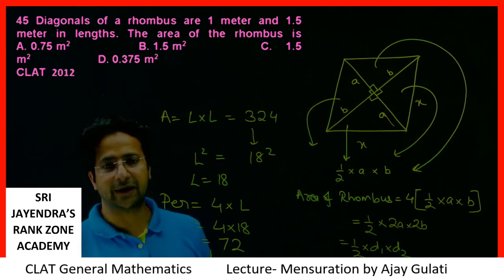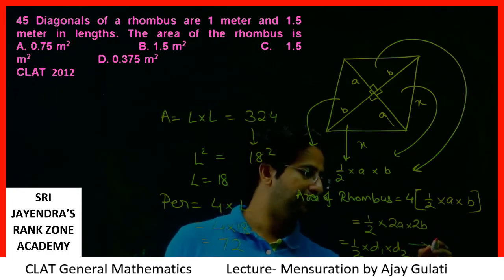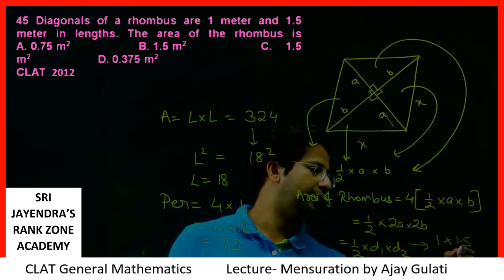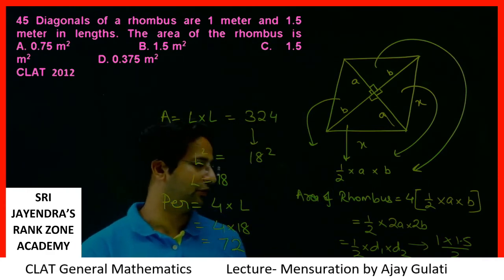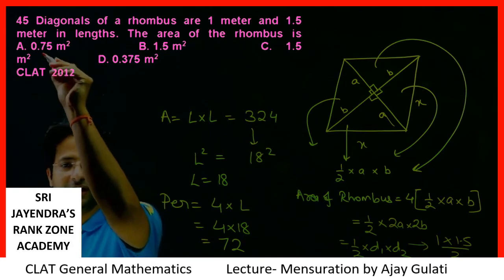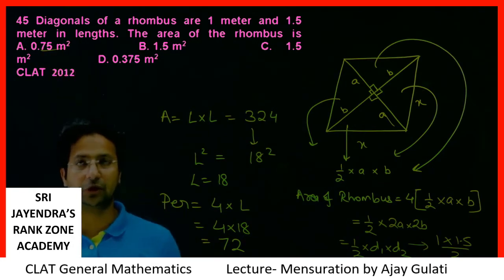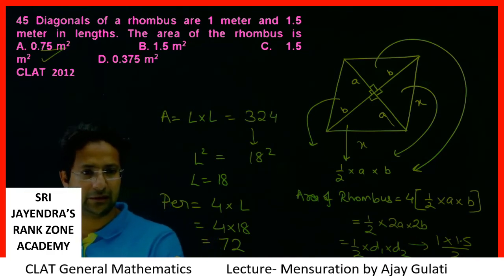Now what do I get? Half into, what are the lengths of the rhombus diagonals? 1 and 1.5 meters. So I can say 1 into 1.5 divided by 2. Overall 1.5 divided by 2, that is 0.75. Option number A is your answer. I don't have space to write. 0.75 meter square is your answer. Next question I take.